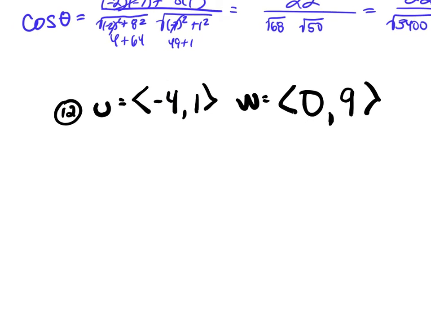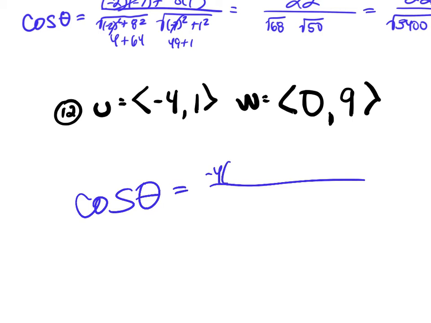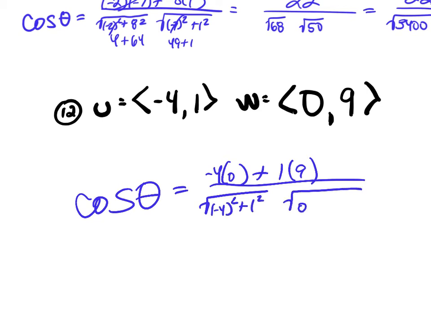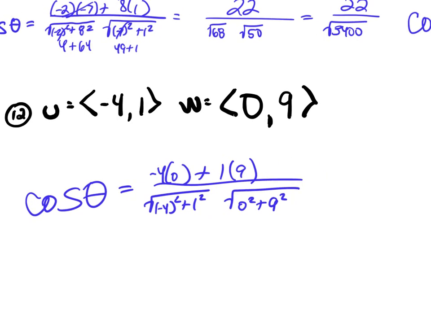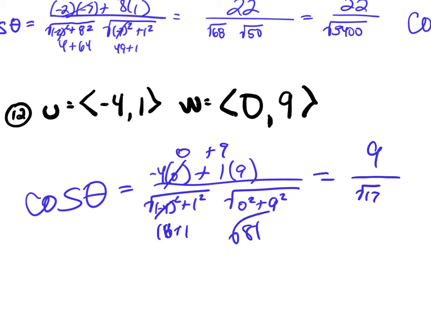Last one, let's do this quickly. We're almost done. Cosine theta equals dot product on the top. So -4 times 0 plus 1 times 9 over magnitude would be -4 squared plus 1 squared and 0 squared plus 9 squared. So you have 0 plus 9. So you have 9 over 4 squared is 16 plus 1. So root 17 over square root of 81, which is 9.